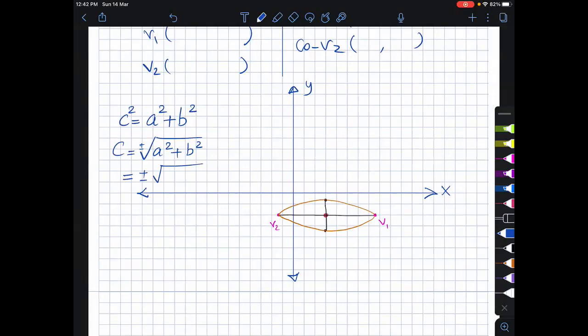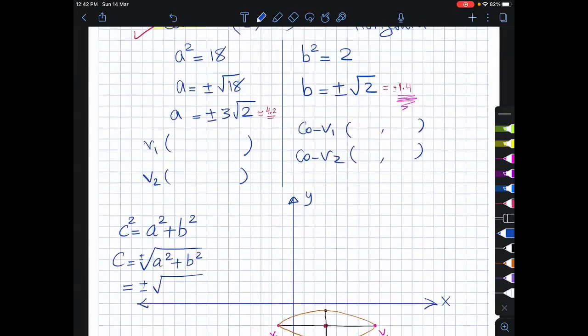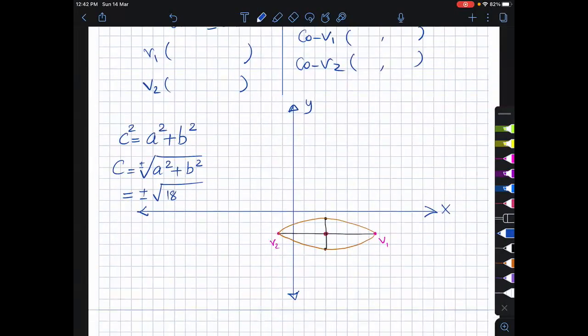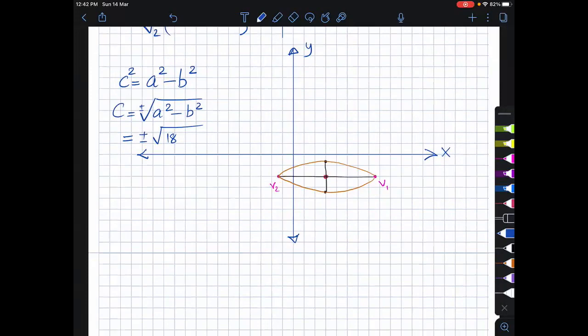The square root of, we said A squared is 18, minus 2. 18 minus or plus? Minus, right? Yes, minus 2. Yes, minus. If it were plus, it would be a hyperbola. 18 minus 2 is 16. Root 16 is 4. Alhamdulillah. So C is 4. F1, the focus 1, is always on the major axis with the vertices and the center.